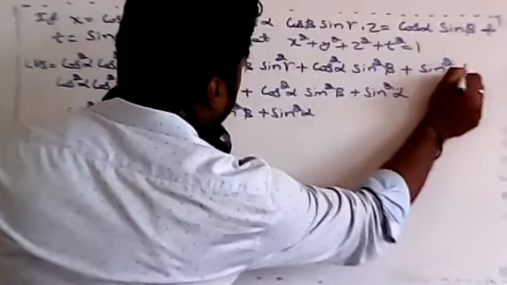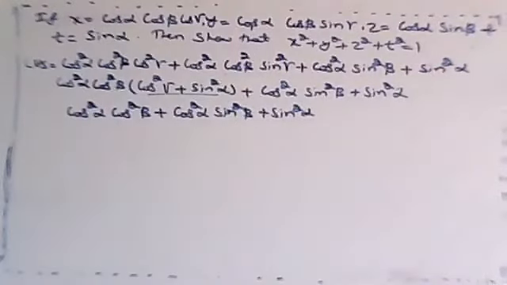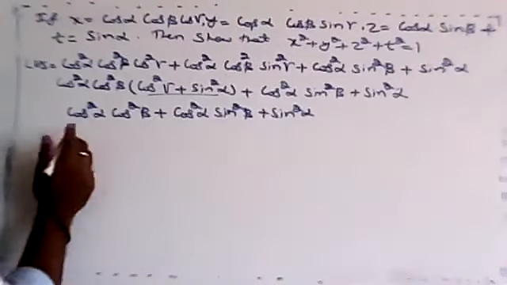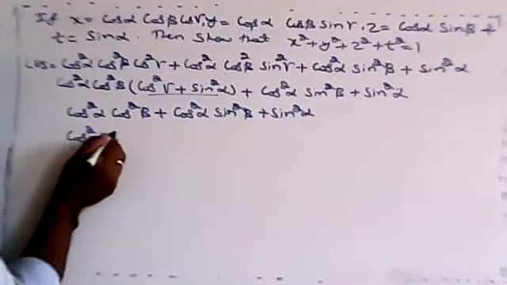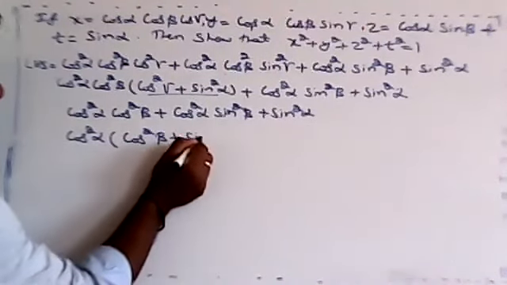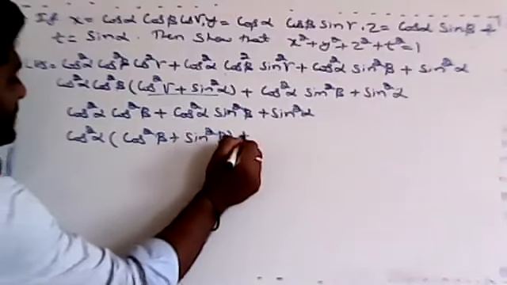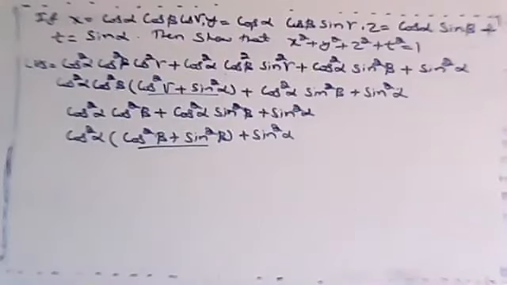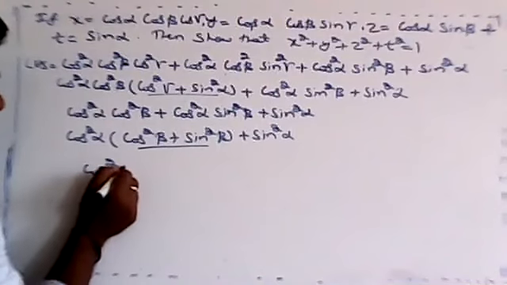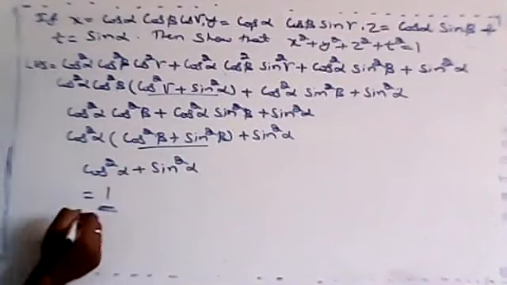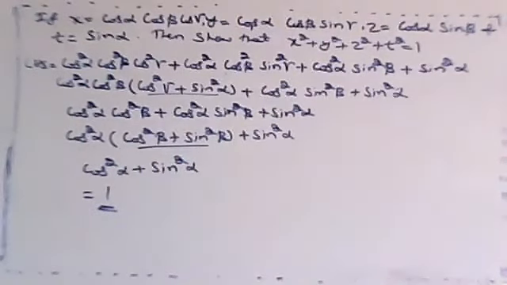So now tell me, in the first two terms, what are we going to take common? Cos square of alpha taking common. Remaining is cos square of beta plus sine square of beta, plus sine square of alpha as it is. So this is nothing but 1, no? Cos square theta plus sine square theta is 1. So again remaining is cos square alpha plus sine square of alpha. That is what? Answer is 1.